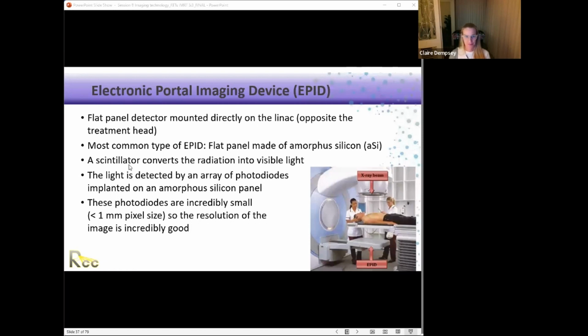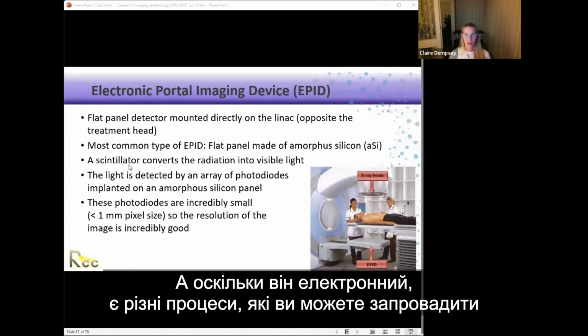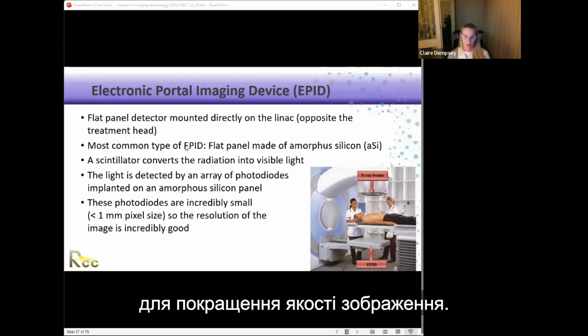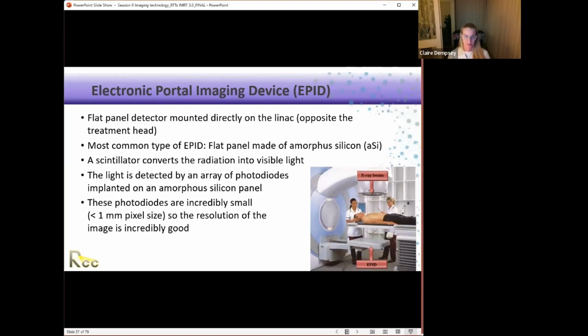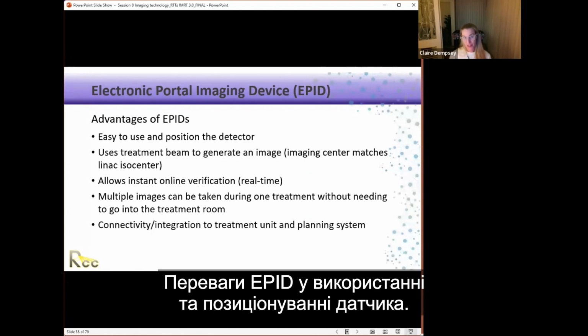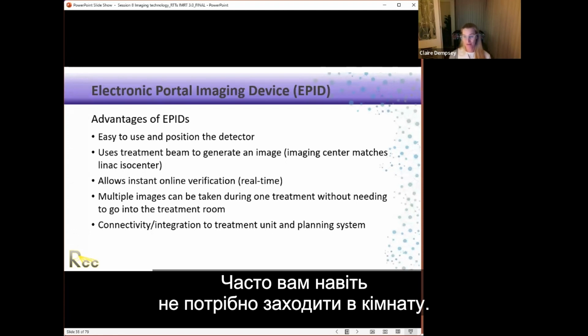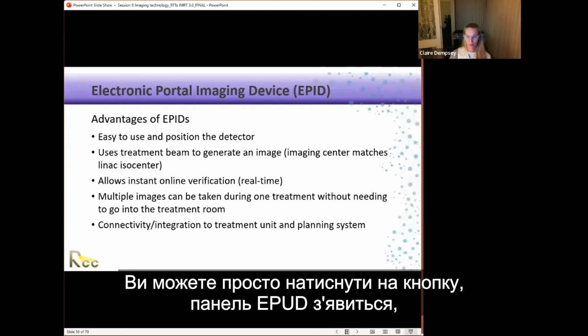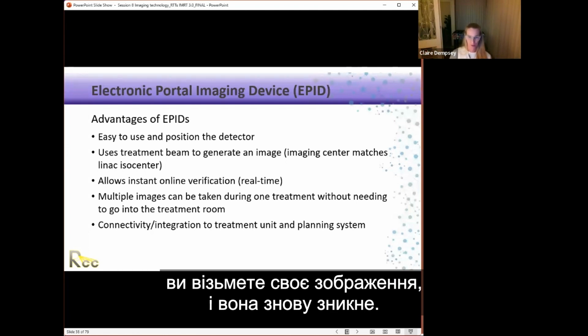And because it is electronic, there are different processes you can put in place to improve the image quality as well. The advantages of EPIDs: it's just super easy to use and position the detector. Often you don't even have to go into the room. You can just hit the button, the EPID panel will pop out, you take your image, and it'll pop away again.